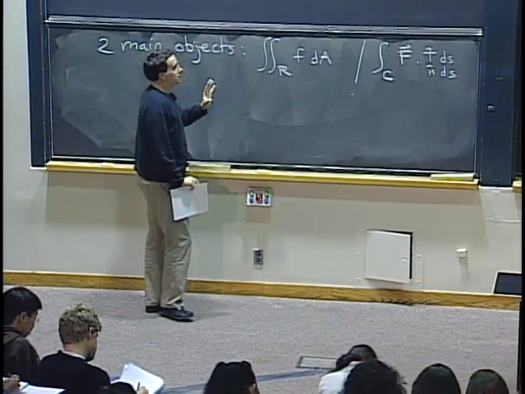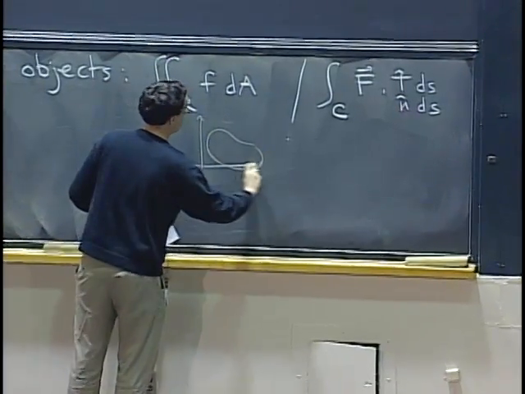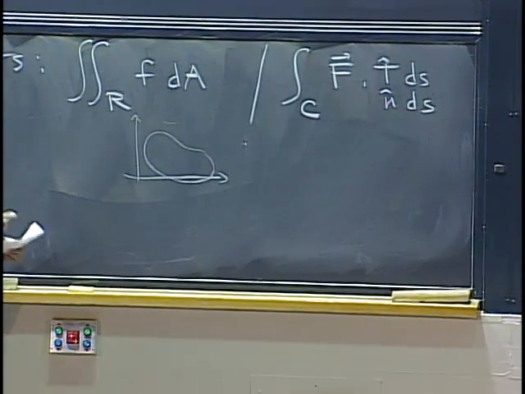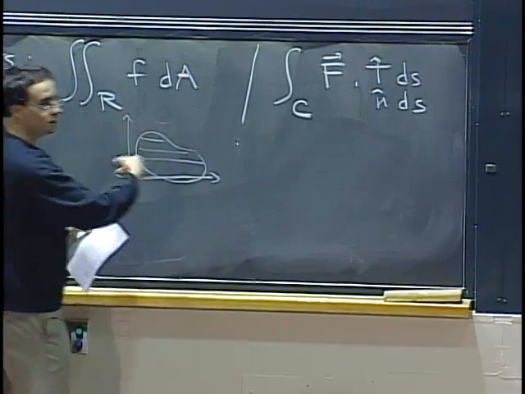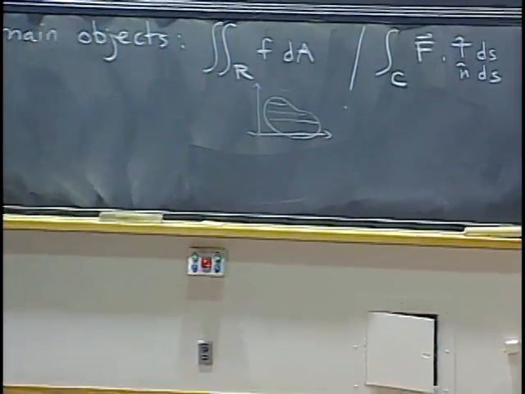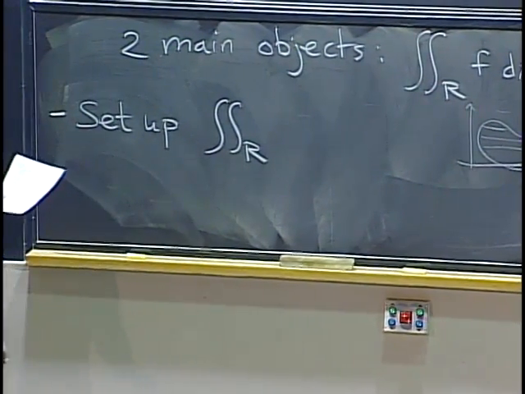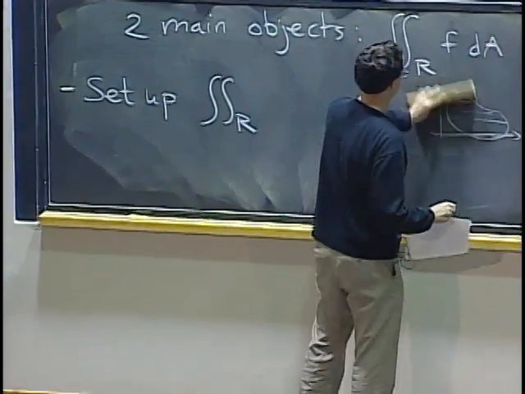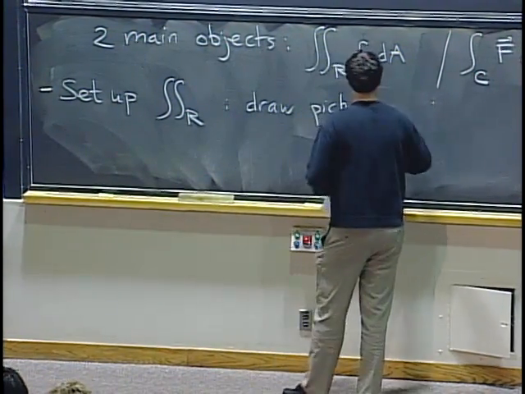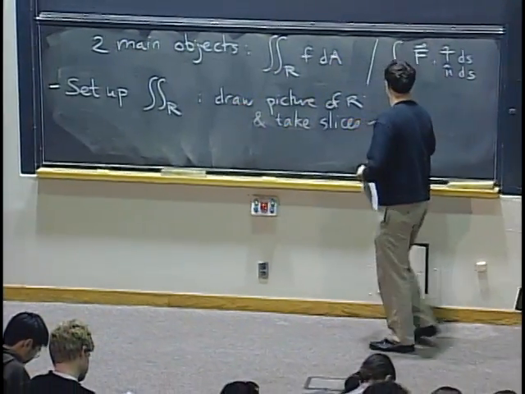Roughly speaking, in this one, you start by drawing a picture of a region, then deciding which way you will integrate it. Could be dx dy, dy dx, r dr d theta. And then you will set up the bounds carefully by slicing it and studying how the bounds for the inner variable depend on the outer variable. So the first topic will be setting up double integrals. Remember, maybe I should make this more explicit: we want to draw a picture of R and take slices in the chosen way so that we get an iterated integral.